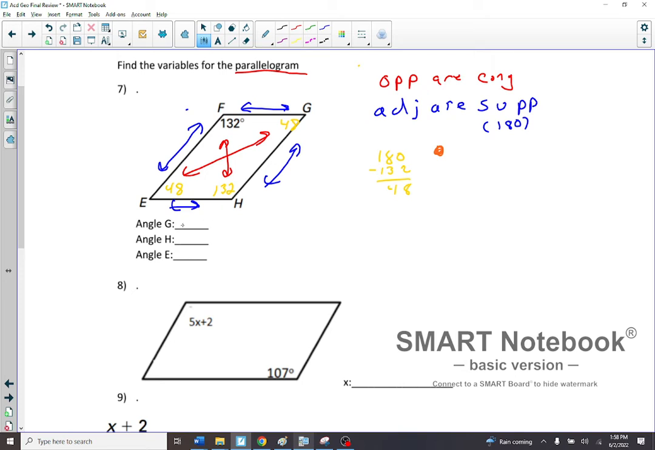So angle G is 48. Angle H is 132. Angle E is 48.